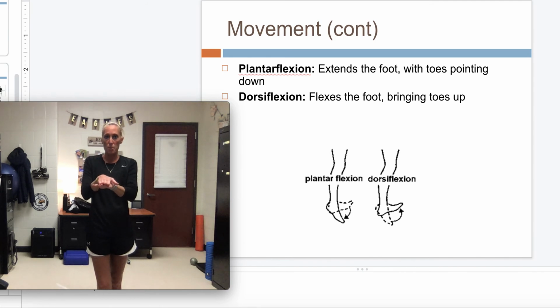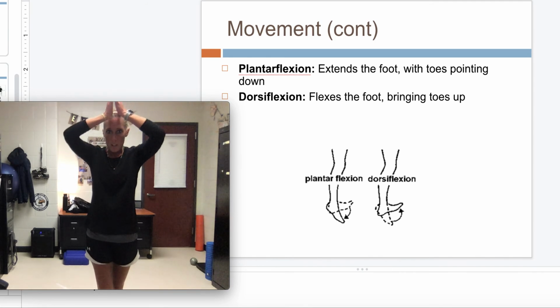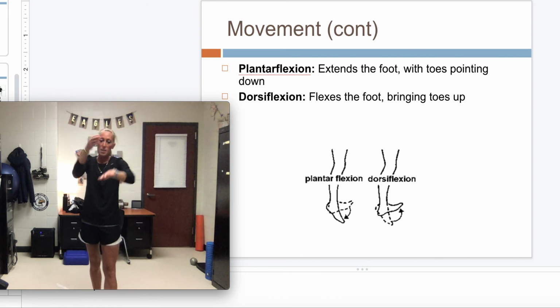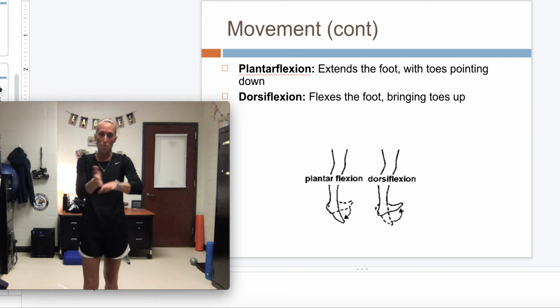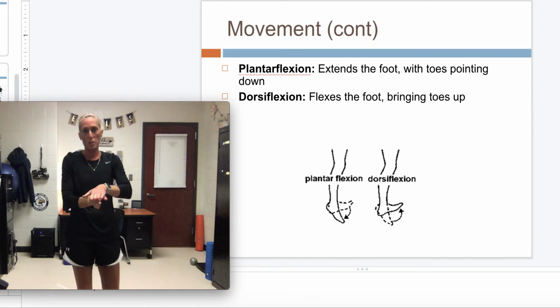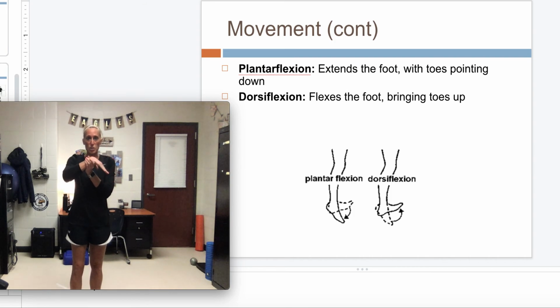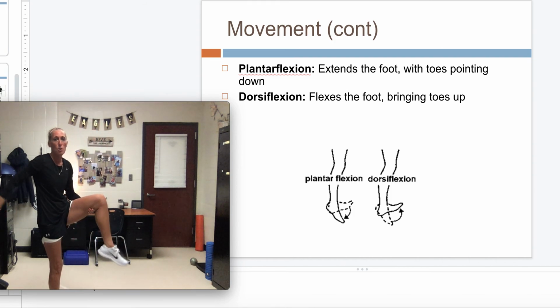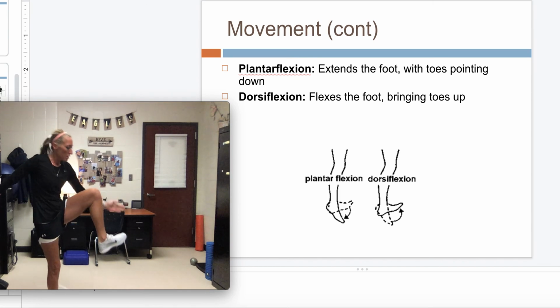The top of your foot, where's a dorsal fin on a shark? Dorsal fin on a shark is on top, right? So the top is the dorsal portion of your foot. The bottom is the plantar portion. So if we do plantar flexion, we put our toe downward. That is plantar flexion. Dorsiflexion is dorsi, remember the top, pulling the foot up, the toe up.